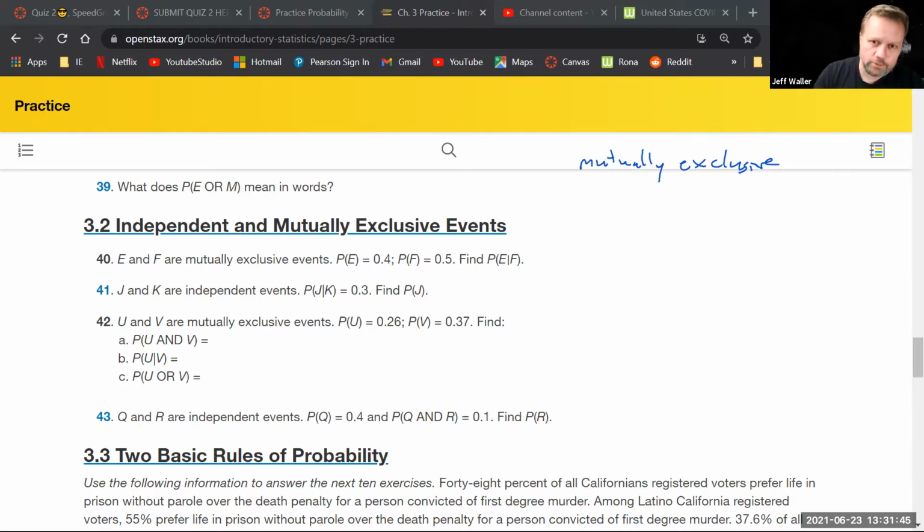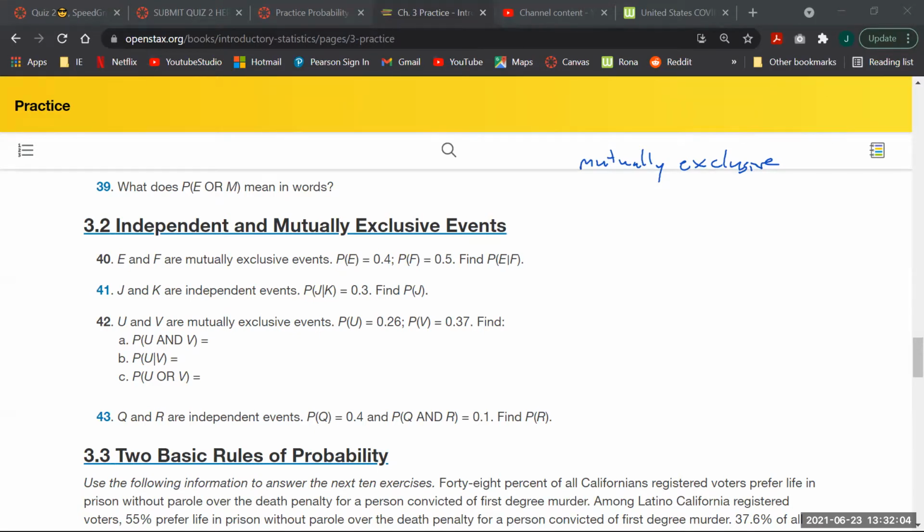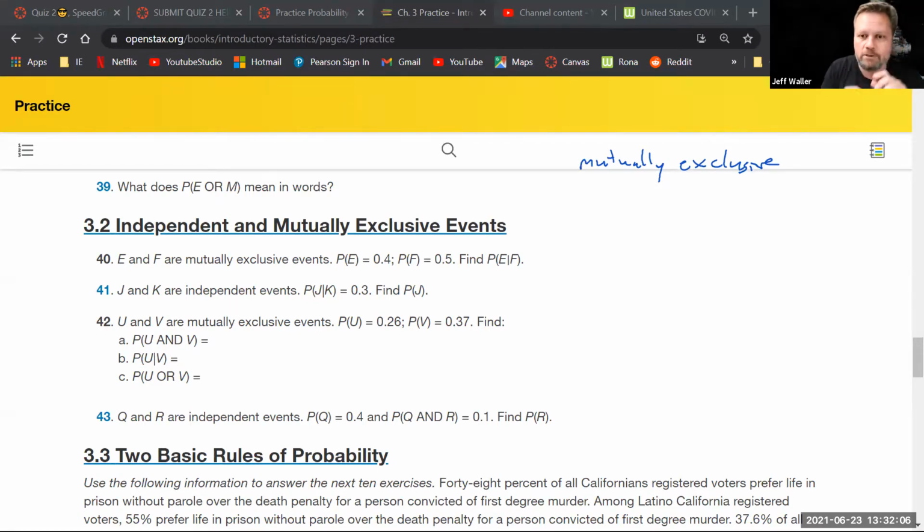Excluded. Okay, sure. If some place is exclusive, what does that mean? Means only certain people can get in. Yeah, it excludes people, for example, right? So mutually exclusive means you don't let me in and I don't let you in. So they don't share anything, right? It's like a rock and ice cream. Can you be a rock and be ice cream at the same time?